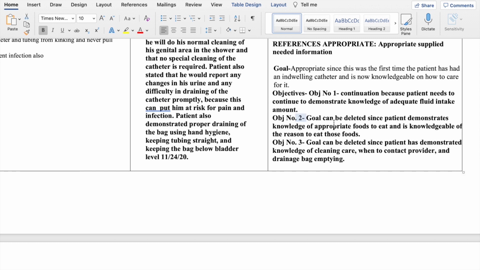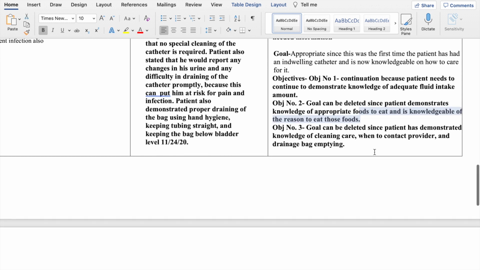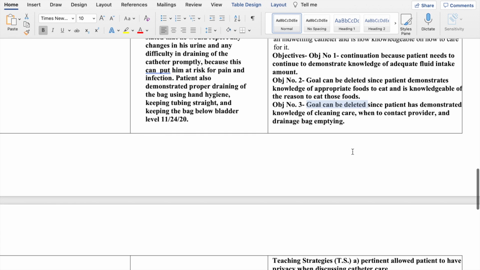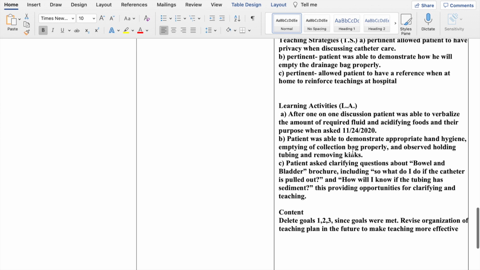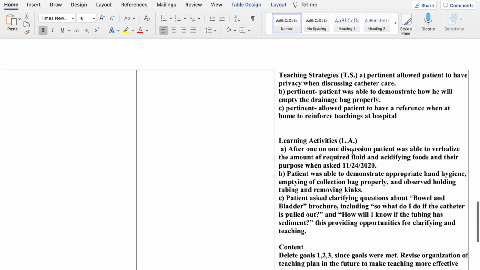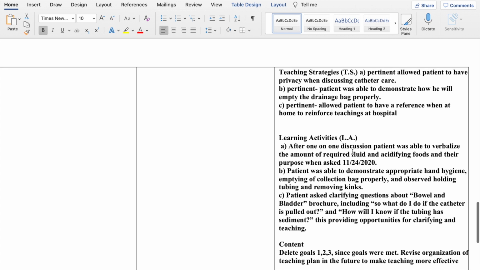And this is what I put for the second ones. I put goal can be deleted since patient demonstrates knowledge of appropriate foods to eat and is knowledgeable of the reason to eat those foods. So you put deleted, what they did, and why it should be deleted. And goal can be deleted since patient has demonstrated knowledge of cleaning care, when to contact provider, and drainage bag emptying.